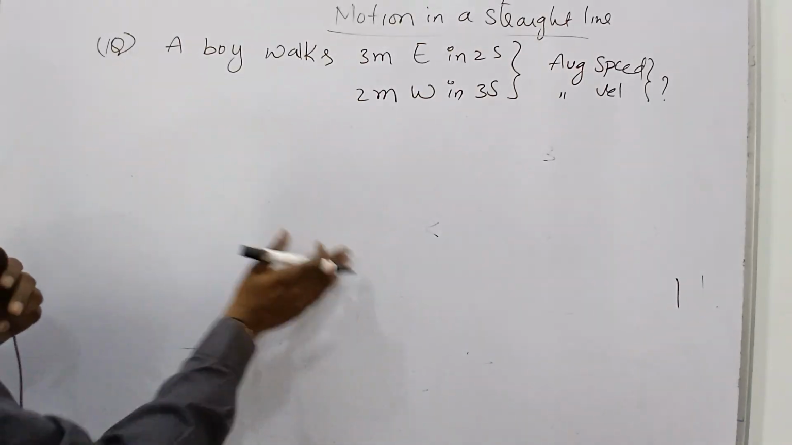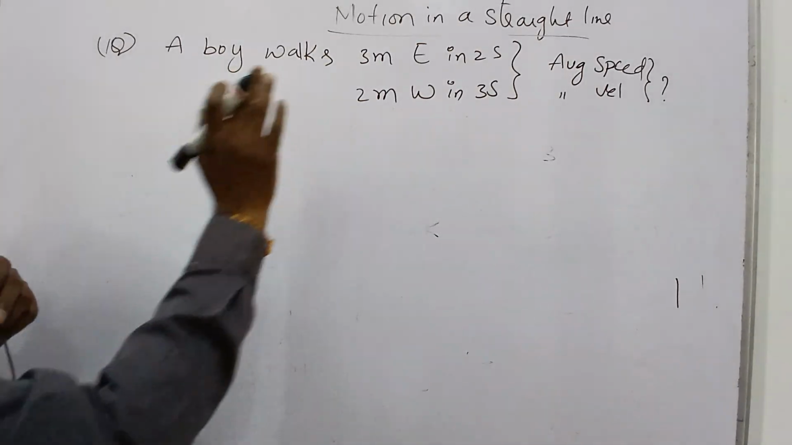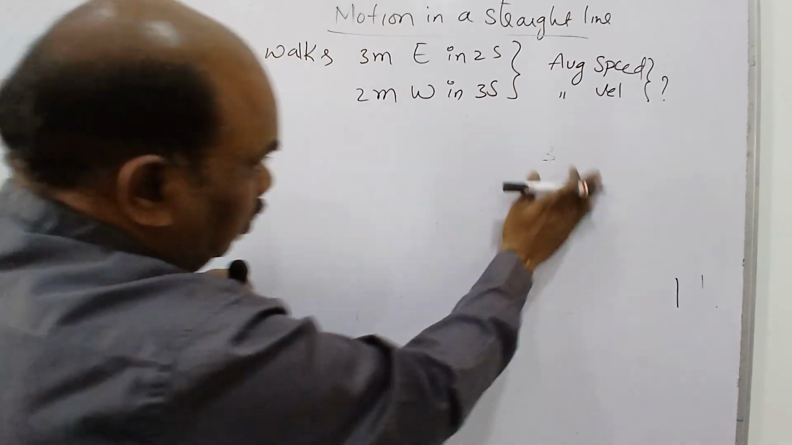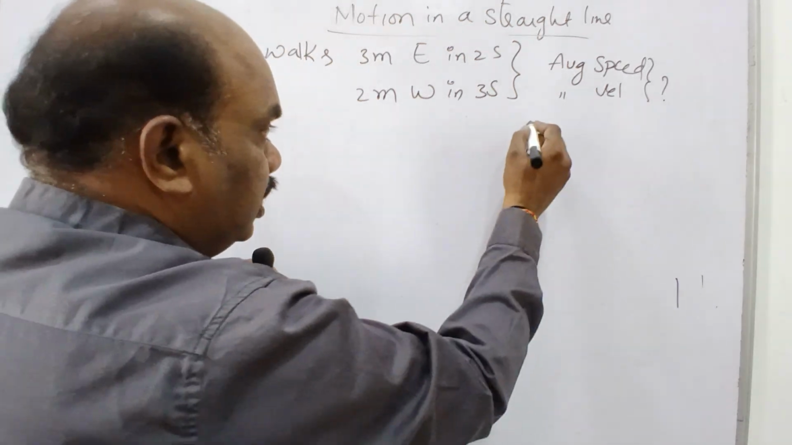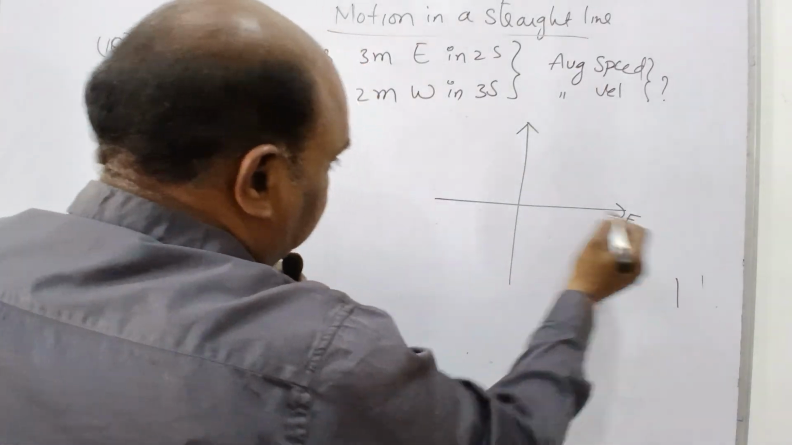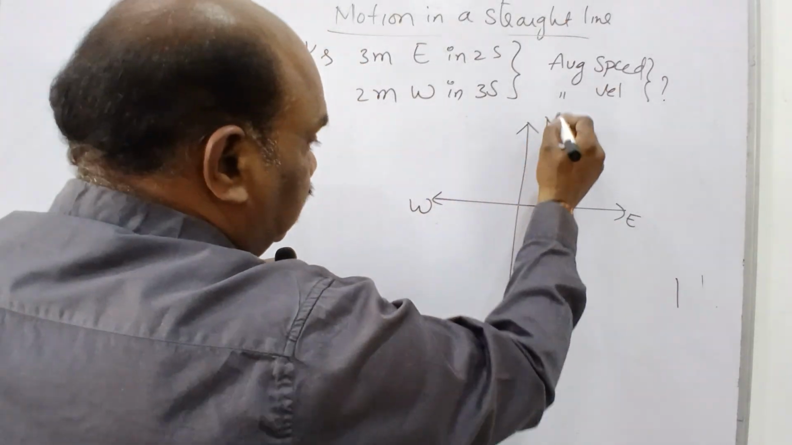Now the question is very simple. A boy walks 3 meter east in 2 seconds, 2 meter west in 5 seconds. First of all, you need to understand the directions. This is the coordinate system: east, west, north, south.